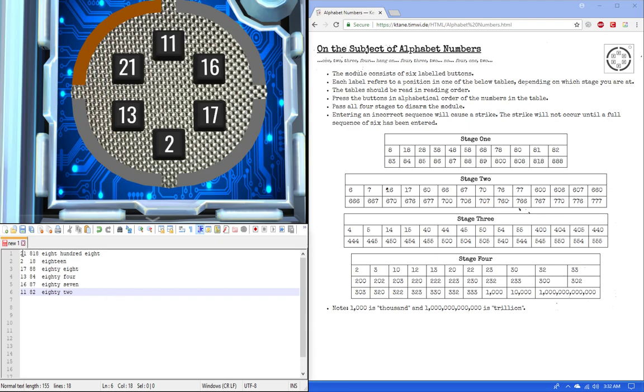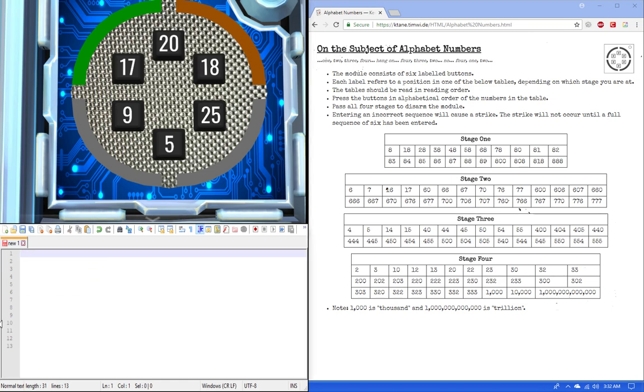So the order we proceed is 21 to 17, 13, 16, 11. So we'll do 21 to 17, 13, 16, 11. And as you can see, this will flash between brown and green, and this part will turn brown, indicating we're on the second stage now.